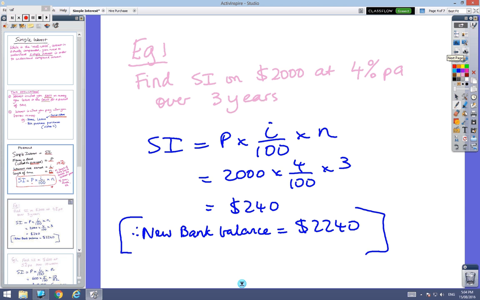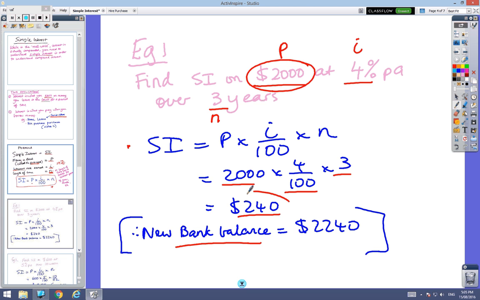So we're going to do a few worked examples. The first one, these are really straightforward. We've got money, which is P, we've got interest, which is 4, and we've got N, which is 3. So we just write the formula out again if you want to. It's 2,000 times 4 over 100 times 3, and so you get $240. Now, if the question then said, what is the balance in the bank? Well, you started with $2,000 and you earned $240 interest, so now you've got $2,240. Questions in the book might say, what is the new balance? Okay, copy and come across when you're ready.